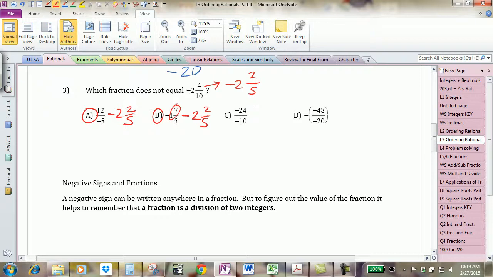What about C? I mean, do we even have to convert that? Remember, fractions are divisions. So really we have a negative divided by a negative. What kind of answer are we going to get? Positive. So man, if you did anything with C, you did too much work. There's no way C can be equal because C is actually a positive fraction. It's actually positive 24 over 10 when you simplify your negative signs.